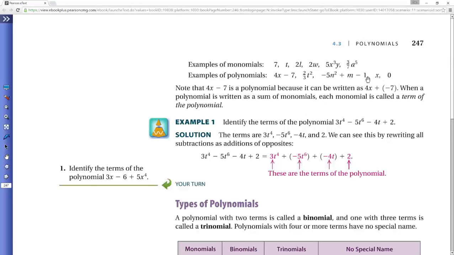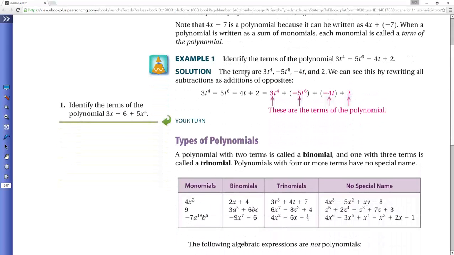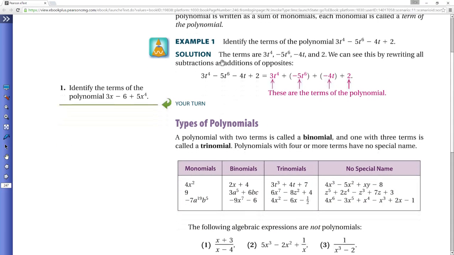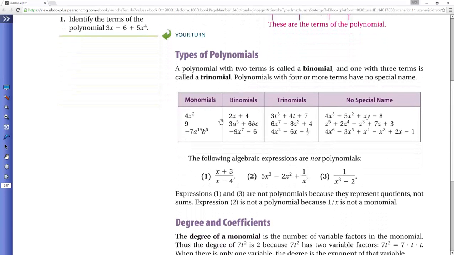But you need to think of these terms as parts of an addition. So they talk about that here. 4x minus 7 is really 4x plus negative 7. So the terms would be 4x and negative 7. And that's what some of the first problems you do in your homework are, just identifying the terms of a polynomial. Nice little chart here of all the examples you can have.